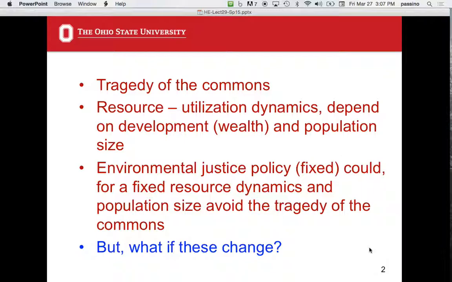So remember we had an environmental justice policy, okay? And we'll talk about that more in a minute. We showed that for fixed resource dynamics and population size, it could avoid the tragedy of the commons. Okay? So that's good. But the problem is, what if these change? What does that mean? It means if the resource dynamics change, in other words the utilization changes, and the poor people start getting richer and richer, they start polluting more and more. What happens then? And what happens if we get more and more people in the world? Those are two problems, actually. So what if those change?